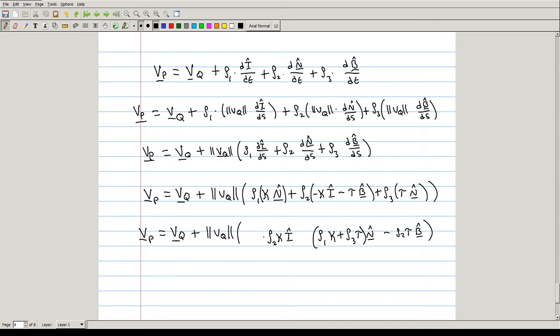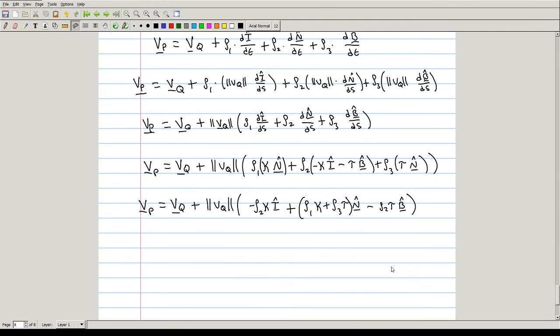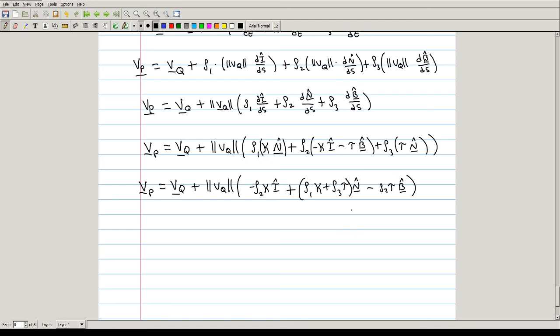This expression simplifies to negative rho 2 kappa t hat, plus rho 1 kappa plus rho 3 tau n hat, minus rho 2 tau b hat. And it's a good thing to check this out and think about what this is actually equal to. Sure enough, after some thinking, you'll see that this is equal to the following.